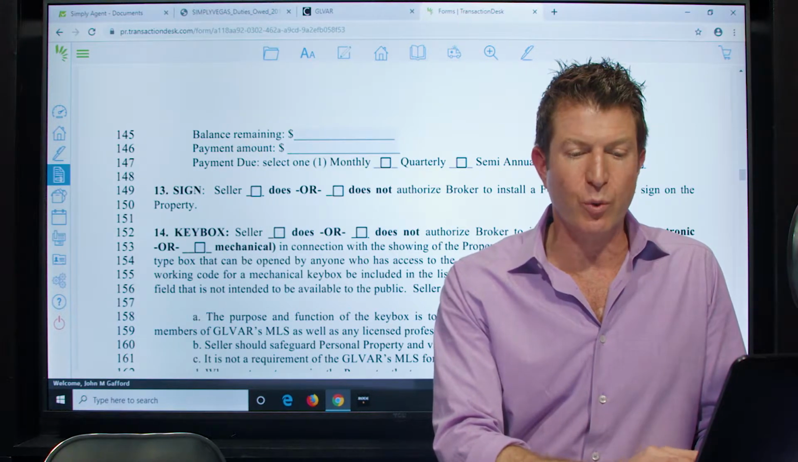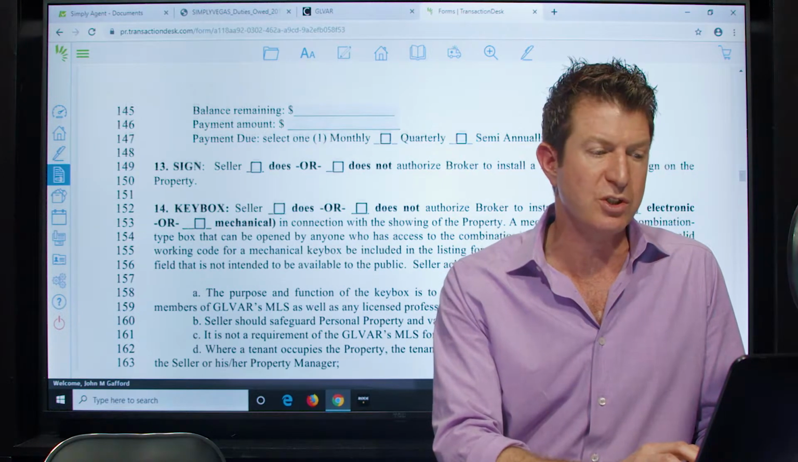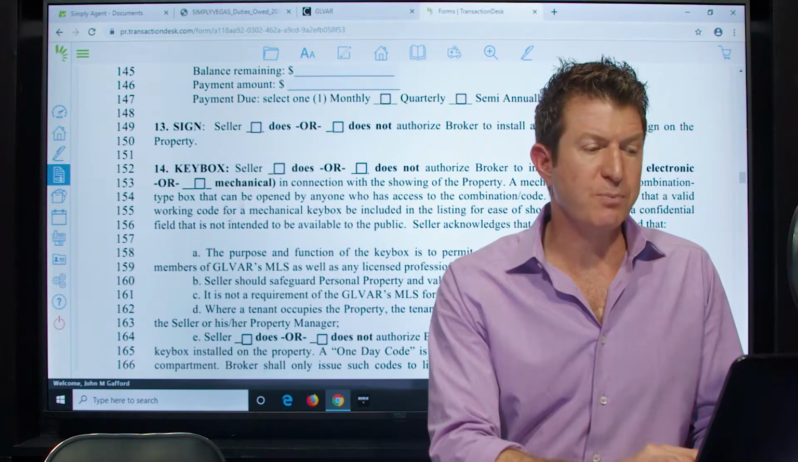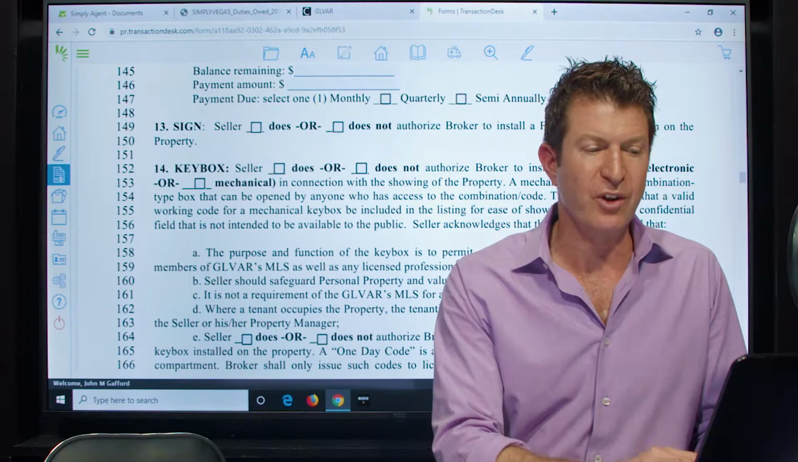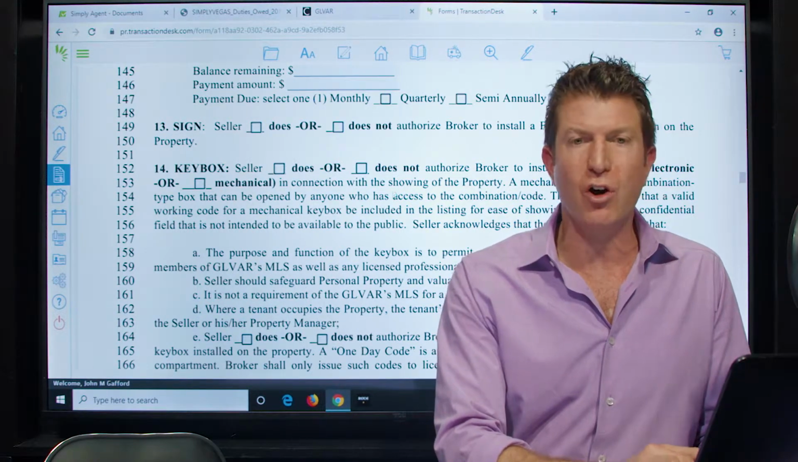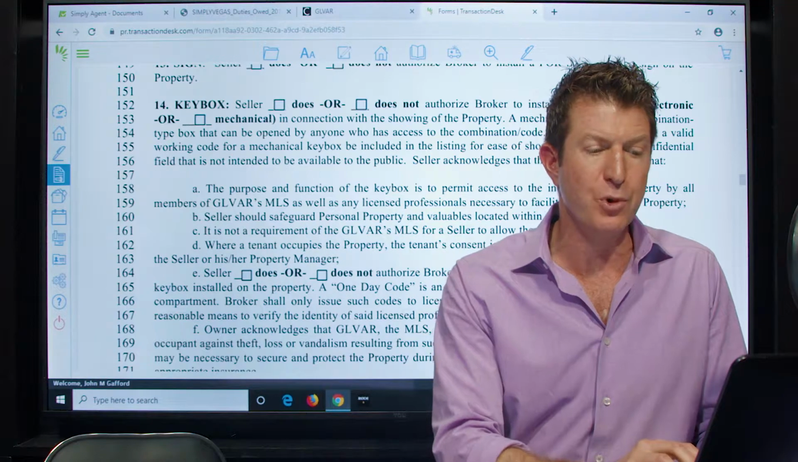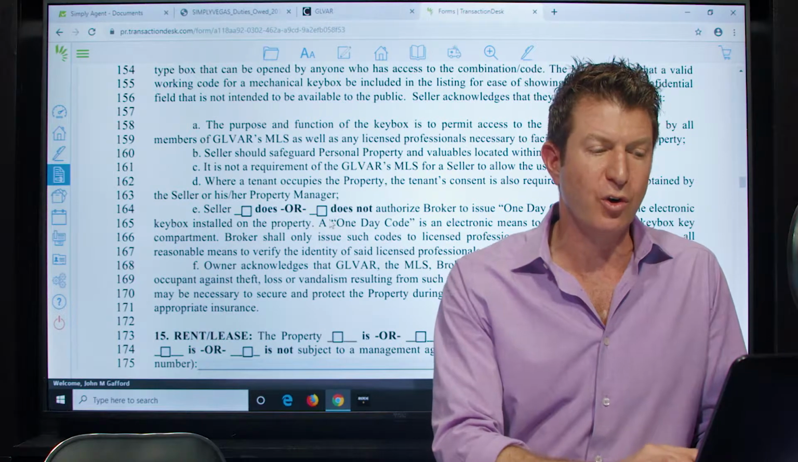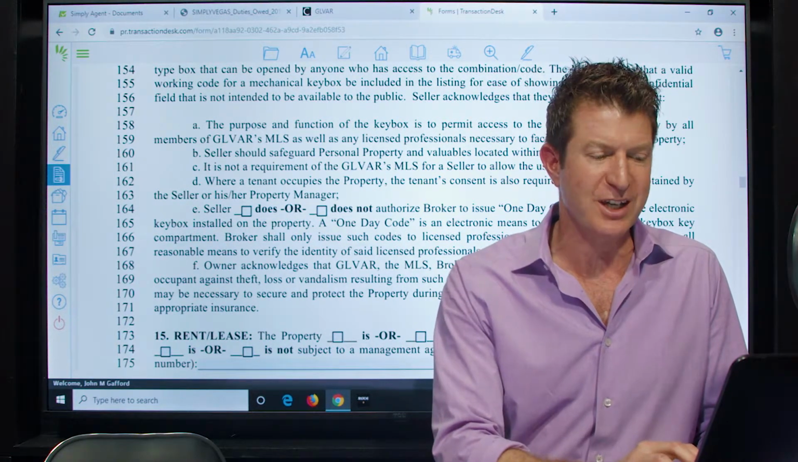Next portion, if you're having a sign on the property, your seller needs to give you permission in order to do so. Lockboxes. This portion talks about whether or not you authorize a lockbox or key box. If this is marked does not authorize a key box, then the next portion of the form becomes moot or invalid because you're not going to authorize use of one-day codes if you haven't authorized a lockbox, etc.